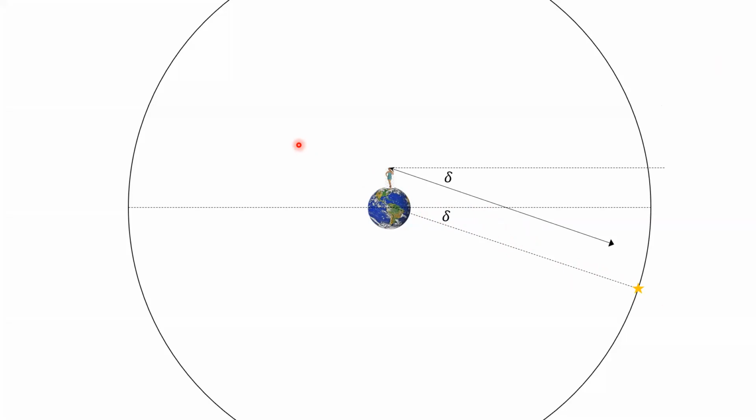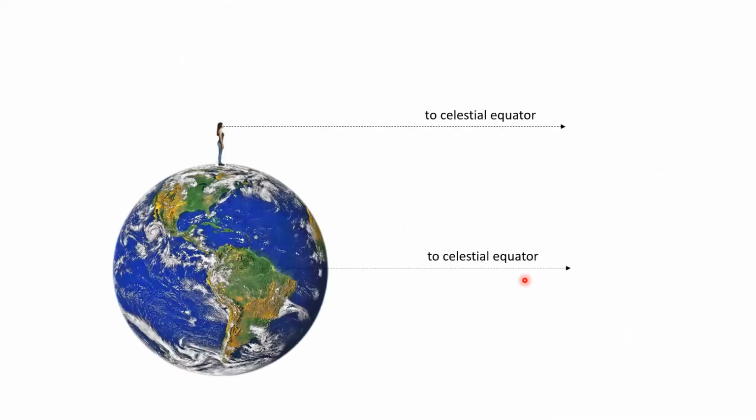The stars are so far away that it doesn't matter whether you're at the center of the Earth or at the equator or at the North Pole. The direction you have to look is fixed. That depends on where the star is on the celestial sphere. So that parallax effect is negligible. Keep that in mind as we go through these slides.